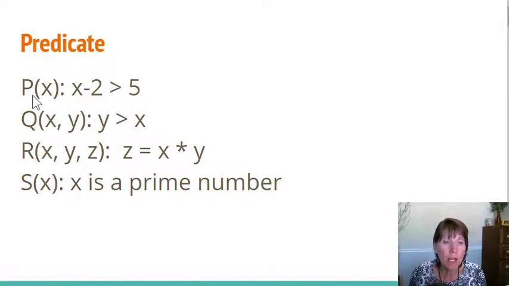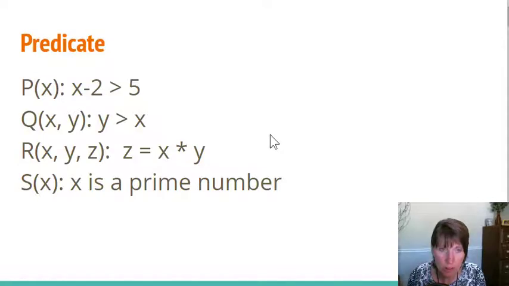So here's the first one, P of X, is dependent on a single variable X. Q, the next predicate, Q of X and Y, is dependent on two variables. It depends on both the value of X and the value of Y. And R is a predicate that's dependent on three variables, X, Y, and Z. Now notice that these three have just used mathematical expressions, where S of X is more of just a statement. So the predicate S of X is that X is a prime number. And notice that each one of these predicates is dependent on the variable itself.